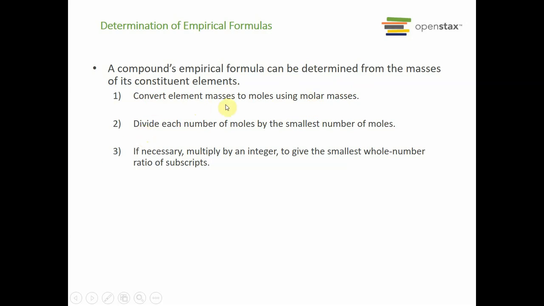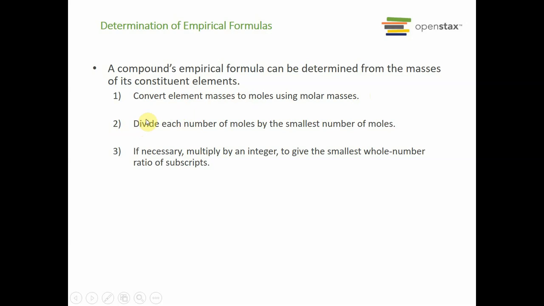Now, if you have elements A and B, and you can have C and D and E and whatever, anyway, you take each element that you're given the mass of and you divide it by the atomic weight for that element to determine the moles of that element in the compound. So now you're going to have the series of moles. Element A is going to have X moles, element B is going to have Y moles, and so on.